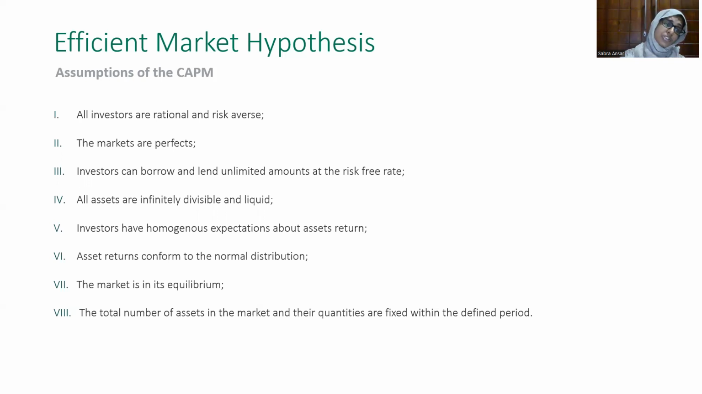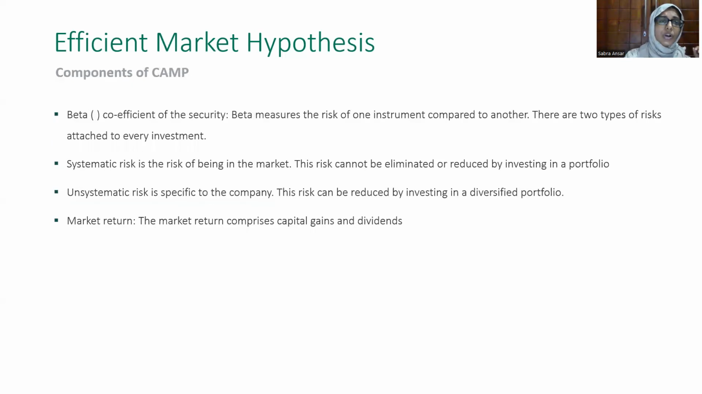Another assumption is that asset returns conform to the normal distribution, and that the market is in equilibrium. Basically, the total number of assets in the market and their quantities are considered to be fixed within the defined period. Moving on, I'm going to talk about the components of CAPM.